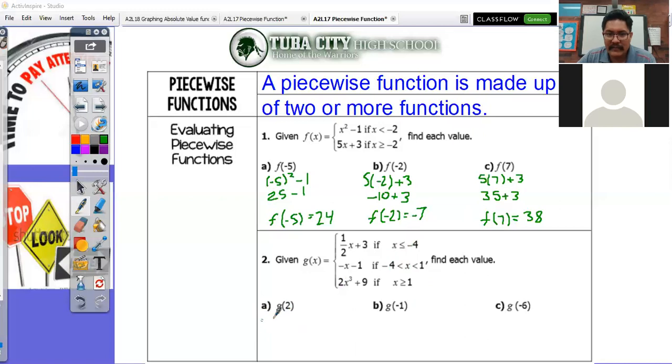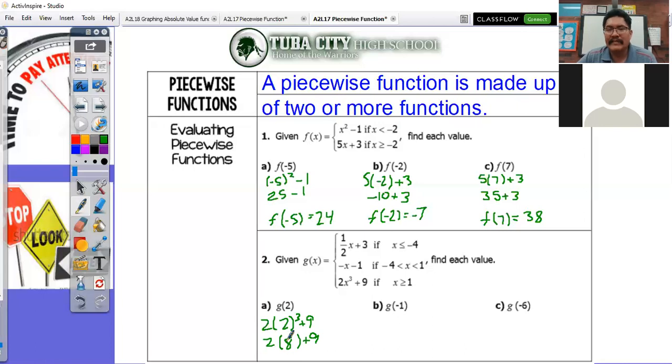So this one has a couple of extra steps. 2x, but I'm going to replace the x with 2, to the 3 power plus 9. So in this case, 2 to the 3 power is going to be 8, because 2 times 2 times 2 would be 8.